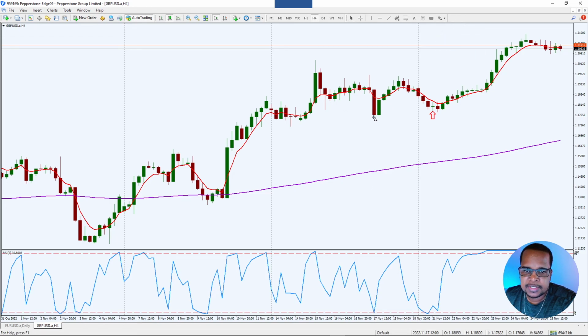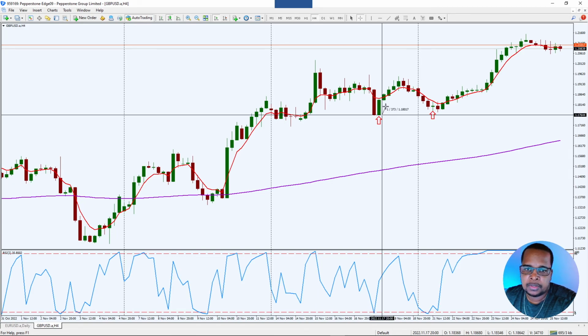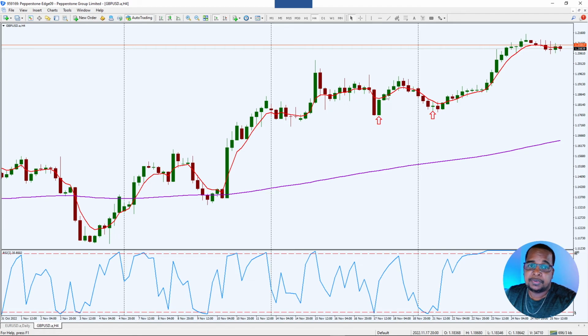So on the close of this candle, meaning the open of this candle, we'll take a buy trade right here, and then we will ride it until we close above the 5, which is 97 pips. So that is how simple the system is. It's very, very straightforward, simple to follow.